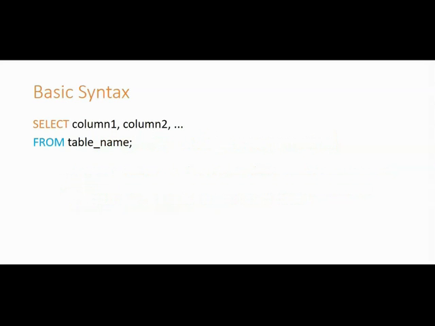So this is the basic syntax of the select statement: select column 1, column 2 from table name. For example, I want to select student name and student ID from the student table. Select student ID comma student name, whatever column names you have given, from the student table. That's it. So this is the general syntax. It can also be followed by a group by clause, order by clause, or where clause, based on the requirement.